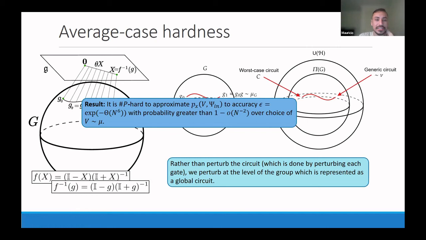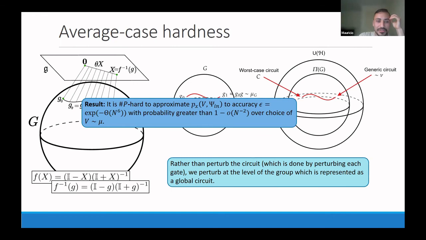And then the end result of all this, just to not go too much into this, is that it is sharply hard to approximate the output probabilities to an accuracy that is exponential minus n to the 6, with some large probability. So this is what I showed you before. Instead of proving the conjecture, this is what you proved, so 2 to the minus poly n.